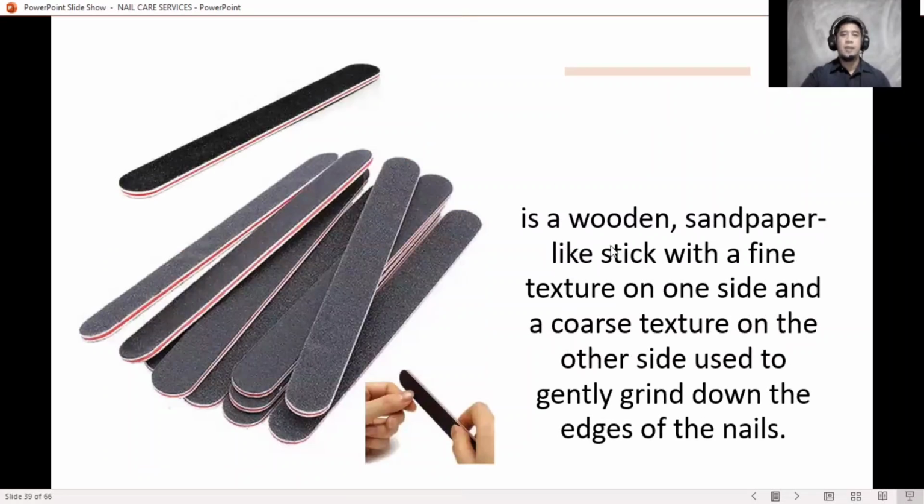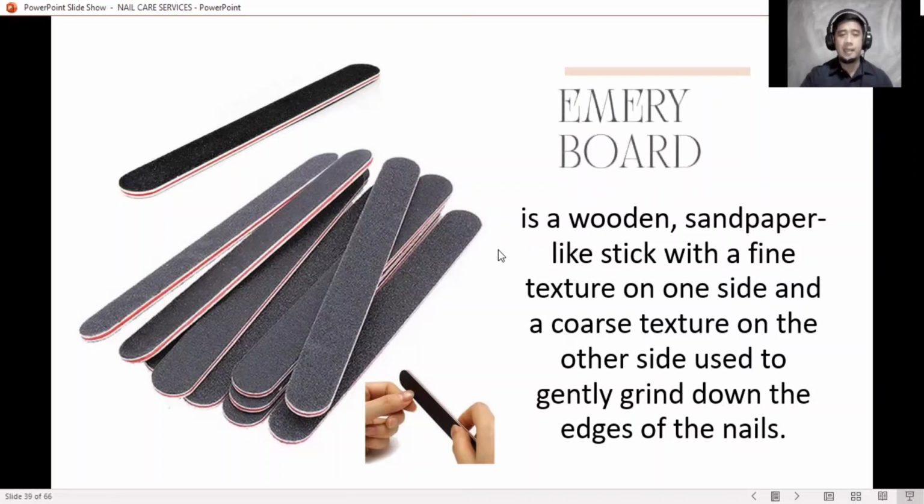Next is a wooden sandpaper-like stick with a fine texture on one side and a coarse texture on the other side. It is used to gently grind down edges of the nails. Okay, we call this an emery board. Yan, emery board.